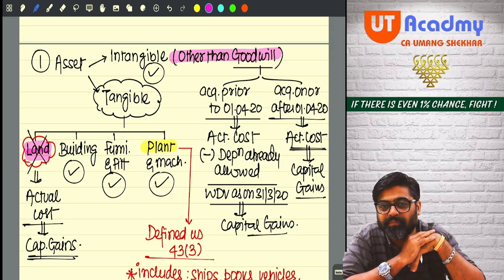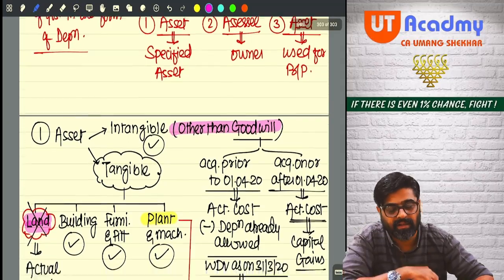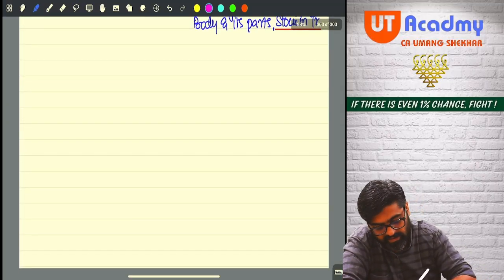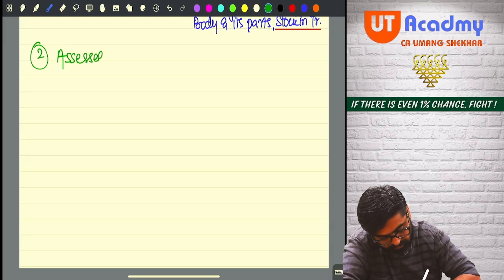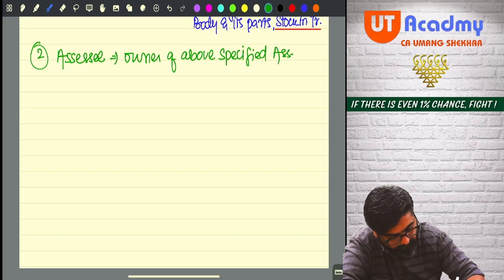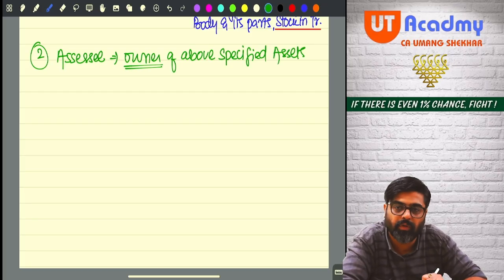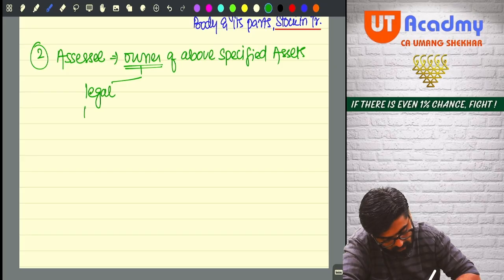Should I move ahead? First condition, asset should be specified. Done. Second condition. What is the second condition? Come on, tell me. Assessee should be the owner of the above specified assets. Owner means what? Which type of owner? Owner means legal owner.